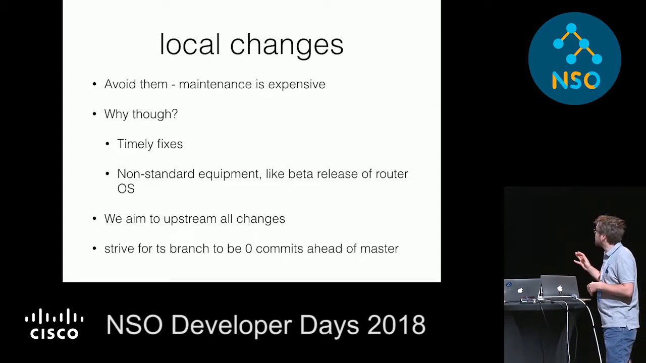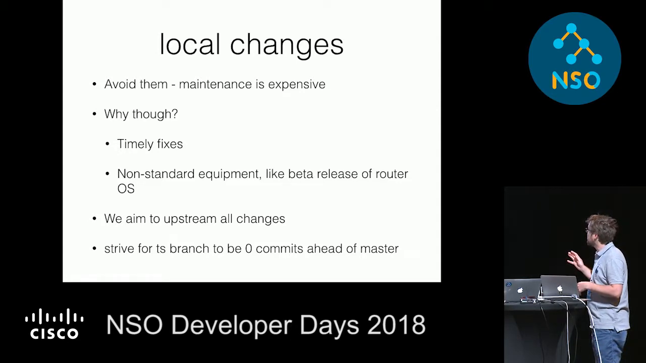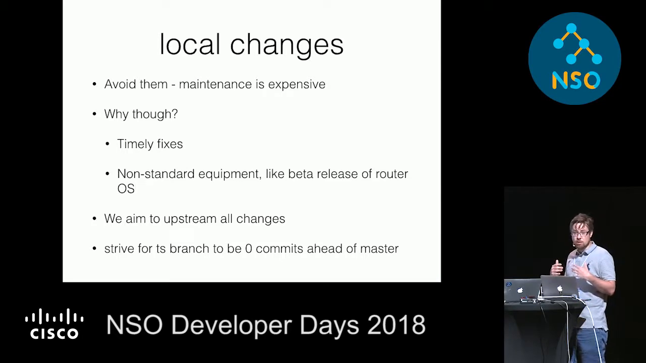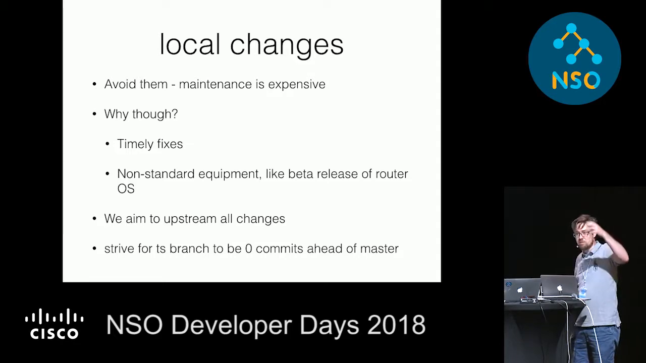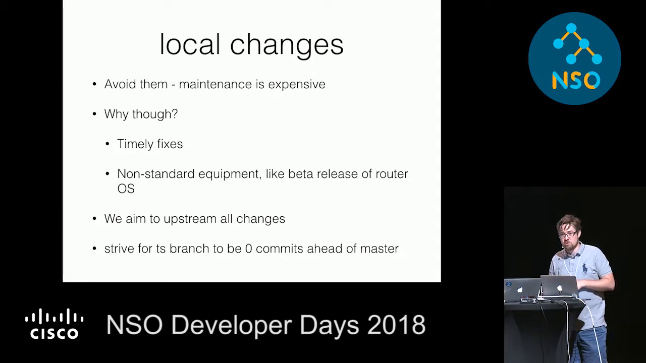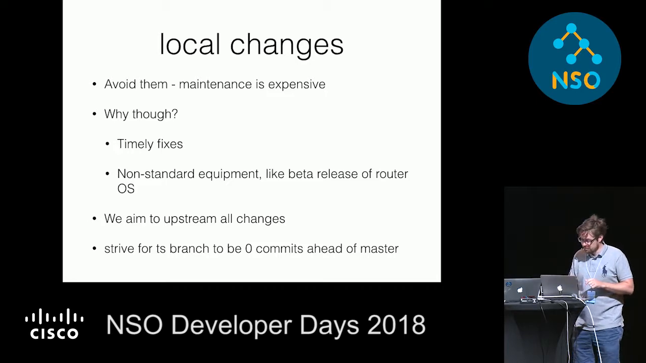Whatever can be upstreamed should be upstreamed. So that's our intention at all times, and we strive for the TS branch to be 0 commits ahead of master. It shouldn't diverge. It should be the same as master. That's the goal we're always working towards. But we're often in this flux where that's not true, right? You have a time window from when you've written a local change and pushed it upstream, but before it lands upstream, you have to keep it locally, right?